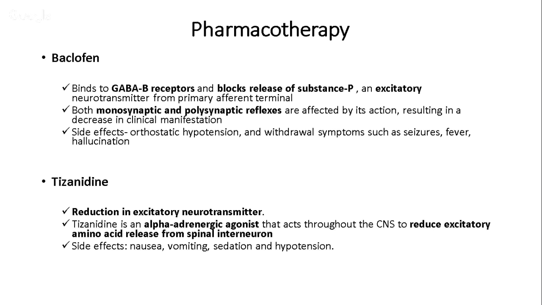You can try baclofen. This stops the release of substance P and excitatory neurotransmitters. Tizanidine, I haven't read a comparison between baclofen and tizanidine, but it looks like some patients prefer tizanidine. It's an alpha adrenergic agonist, and it works by reducing the excitatory amino acid transmitters in the spinal interneurons. But like I said, it can also cause sedation, hypotension. All of this should be taken into consideration.